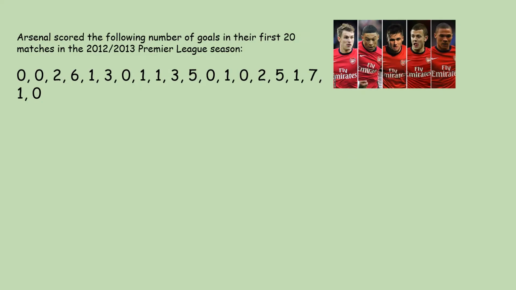So Arsenal scored the following number of goals in their first 20 matches in the 2012-2013 Premier League season. So we've got our data, and these are all the goals that were scored in each of the 20 games. So for example, in the first game they played, they scored 0 goals. In the second game they played, they also scored 0 goals.